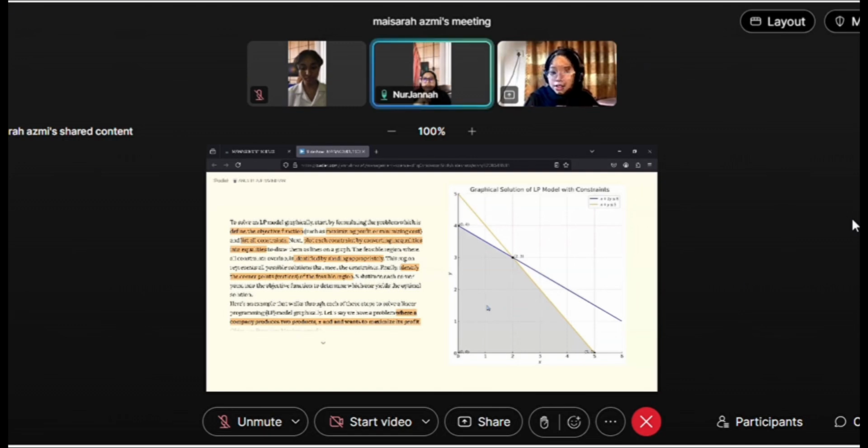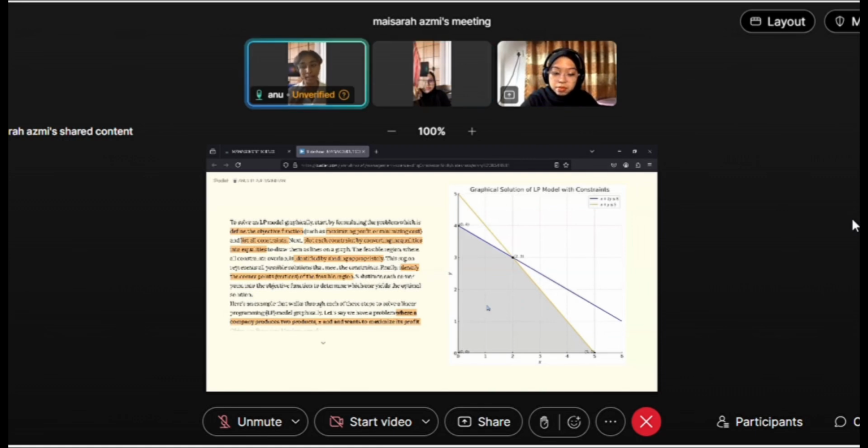That's correct. To maximize profit, they should produce 2 units of x and 3 units of y. Exactly. That's how you solve a linear programming problem graphically. The company's optimal solution is 2 units of x and 3 units of y for a maximum profit of 18. Do you all understand? Yeah, I understand. Thank you, Anu. Can we move to the next question?